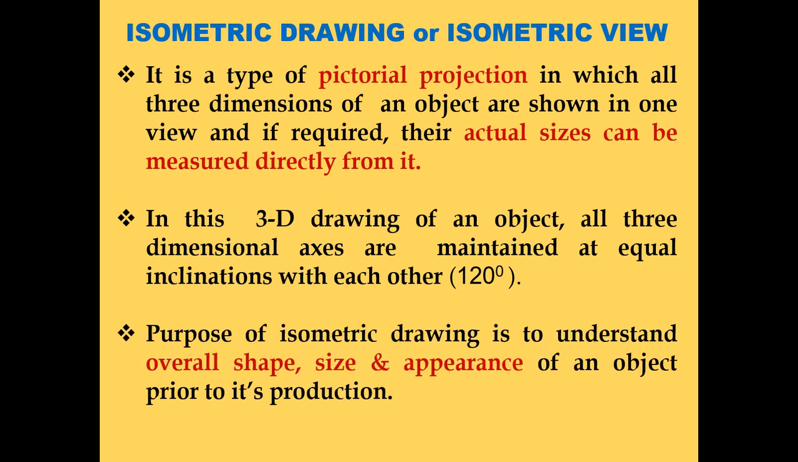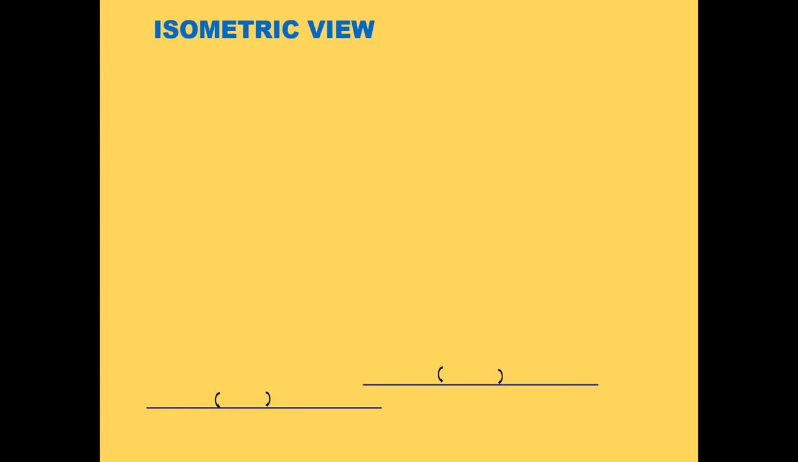The purpose of isometric drawing is to understand the overall shape, size and appearance of the object before its production. Generally in industries, before we go for production, the isometric view of the object is drawn so that we can understand how the object will look, what its size is and what its overall shape is.